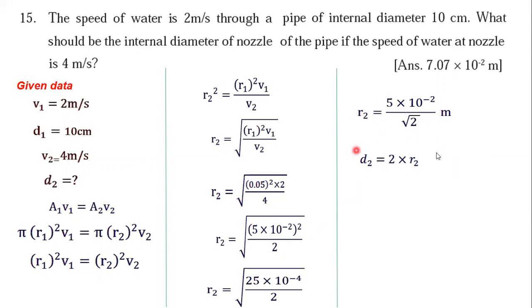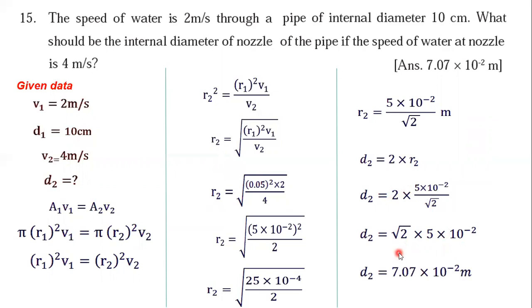So diameter is twice of this. Okay? So 2 into this R2. You can see here we substituted R2 here. Then after substitution of R2, we get root 2 into 5 into 10 raised to minus 2. Root 2 into 5 is coming 7.07 into 10 raised to minus 2 as it is. And it is the diameter.